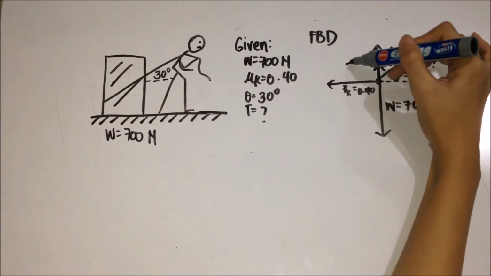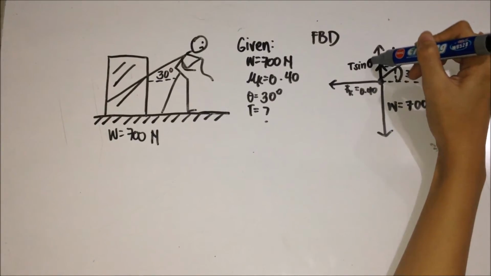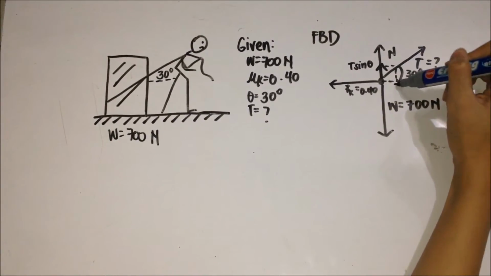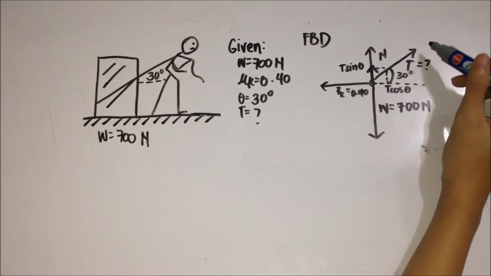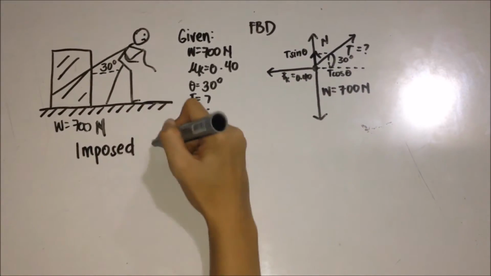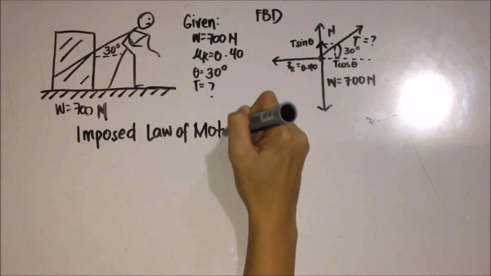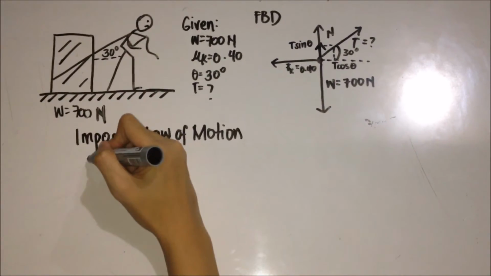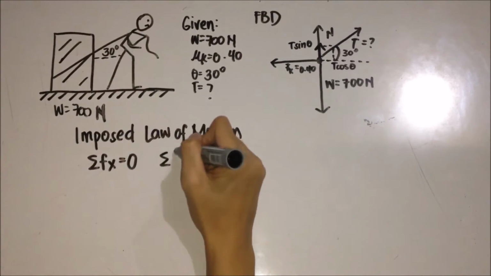Moreover, to get the x component, given that the horizontal is adjacent to the angle, the x component will be sine of the angle 30 multiplied by the tension. Now that we have our diagram, it is easier to determine the components along the x and y. Imposing the first law of motion, we all know that the sum along the x and y should be equal to 0. We will now apply the law of motion.